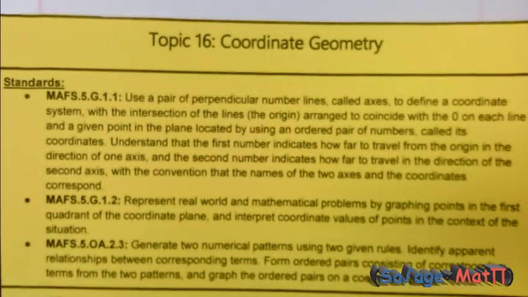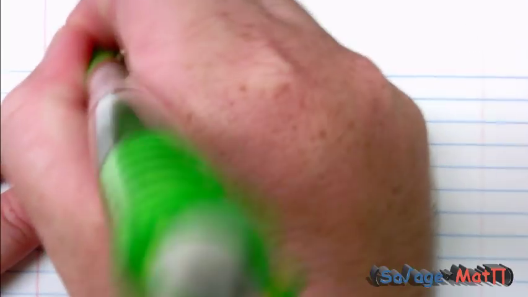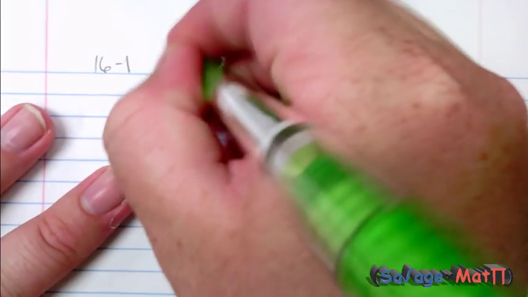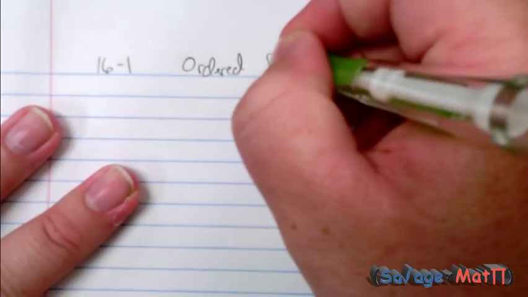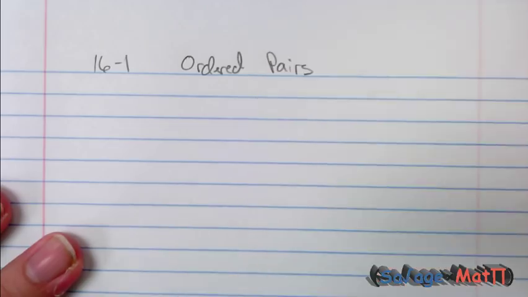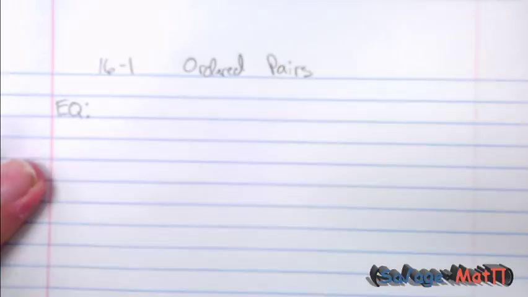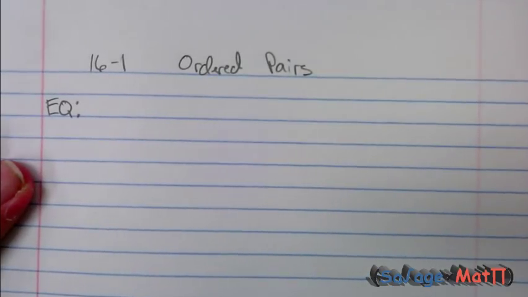Okay, so I'm going to leave my page blank, a whole page, front and back, and that's for my divider. You will get your dividers today. Then on the next page, we're going to do 16-1. The 16-1 topic is called ordered pairs. And then my essential question would be, how do you name a point on a coordinate grid?